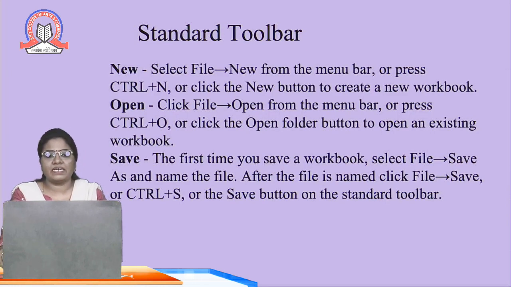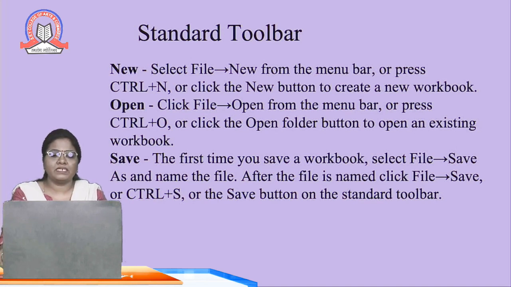New is select File, New from the menu bar. Another shortcut option is Ctrl N, or the New button to create a new worksheet. Open is Control O, or from the open folder we can open it. The other option is from File, clicking Open from the menu bar. Three options are there: selecting from the file menu, using the shortcut key, otherwise using the icons in the toolbar.